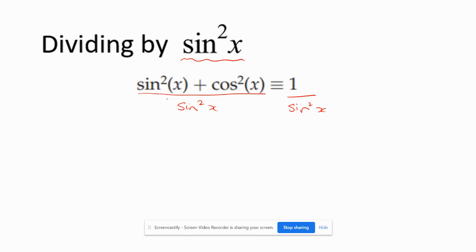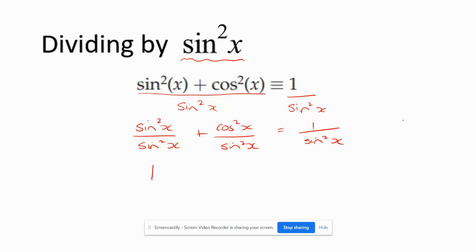If you've got sine squared plus cos squared all over sine squared, we can split the fraction up. If you split the fraction up, then you get sine squared of x over sine squared of x plus cos squared of x over sine squared of x. So splitting it up into two fractions, that gives you 1 over sine squared of x. This one here, sine squared of x over sine squared of x, is 1.